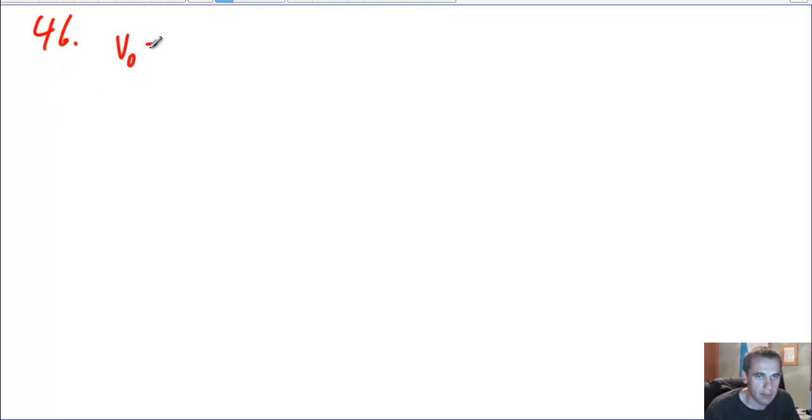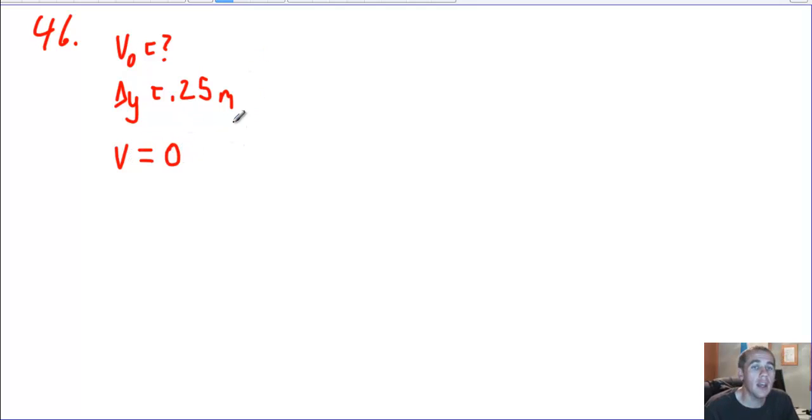So initial velocity this time is unknown. Okay? But for part A it says it reaches a high point of 0.25 meters. Okay, so I know a delta y. I know how high it goes. It goes 0.25 meters. I know its final velocity when it gets there. At its highest point, it's not going up, it's not going down. And I know the acceleration is negative 9.8 because I chose its change in position to be positive.